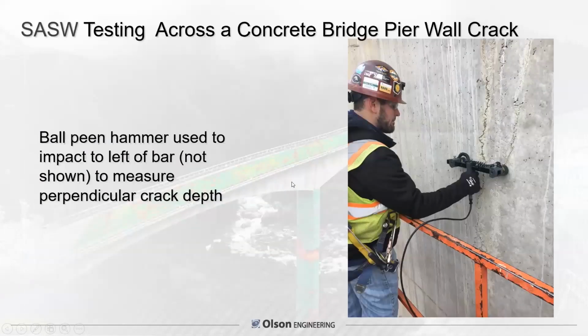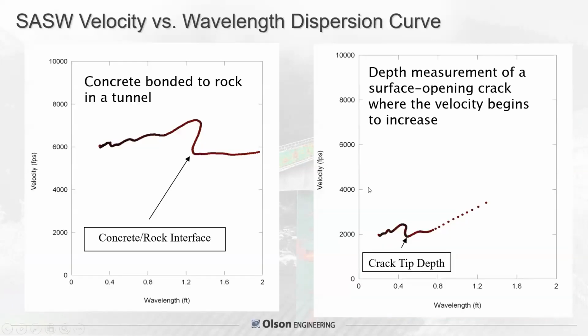So this shows testing across a concrete bridge pier with a wall crack to get the depth of the crack from the surface. What's not shown is the ball peen hammer, but it would have been hit on the left of this bar in line with those two transducers. So some example results from 2 different projects.